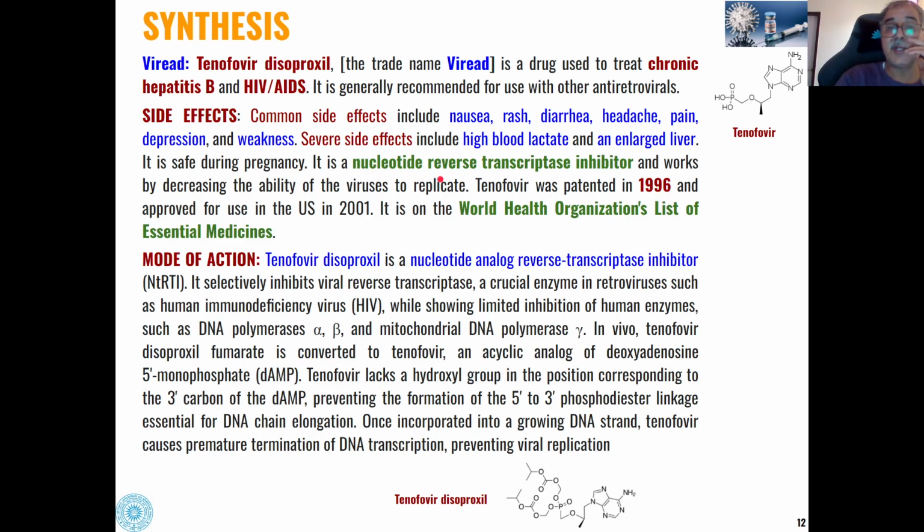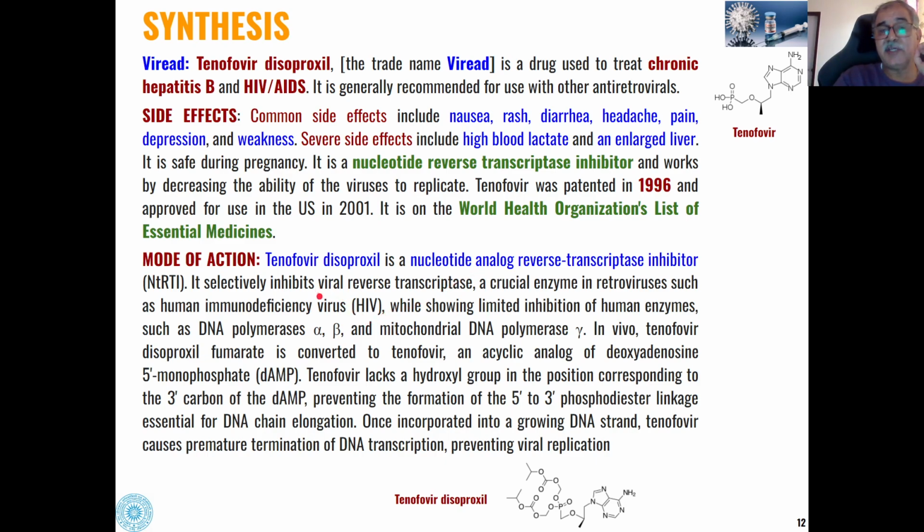This is a nucleotide reverse transcriptase inhibitor, and this decreases the ability of the viruses to replicate. So conversion of RNA into DNA is diminished or decreased. This was patented in 1996 and approved in 2001, and this is again in the list of essential medicines of WHO. Then the mode of action, as I've told you, is that this is a nucleotide analog reverse transcriptase inhibitor.